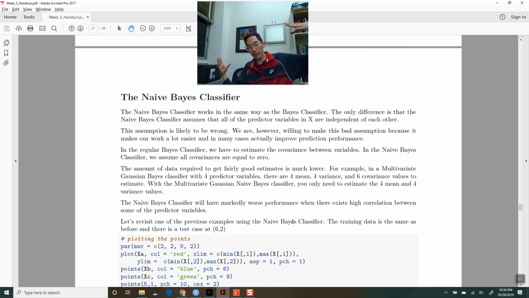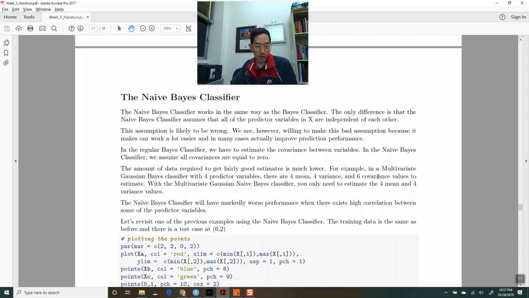And if you have a bunch of X variables, like 4 of them or something, there's going to be 4 means, 4 variances, and 6 covariance values to estimate for every single class. So if you have 3 classes, you've got to estimate 12 means, 12 variances, and 18 covariance values in total. That's a lot of values to estimate. And if you don't have that much data, your estimates could be really far off.